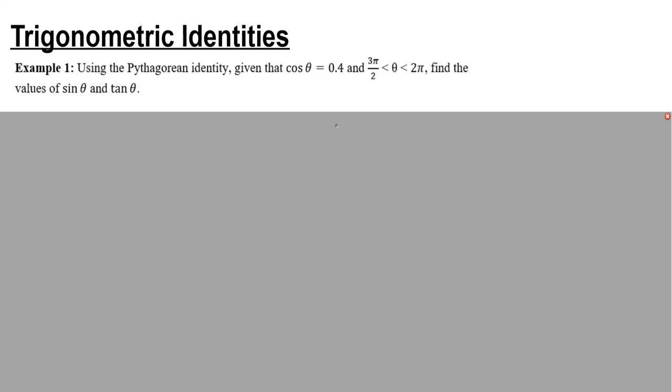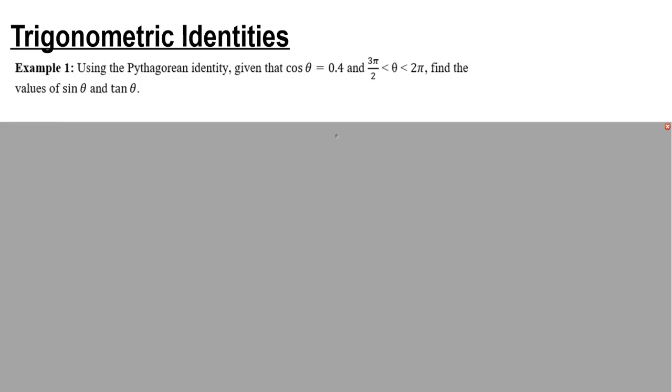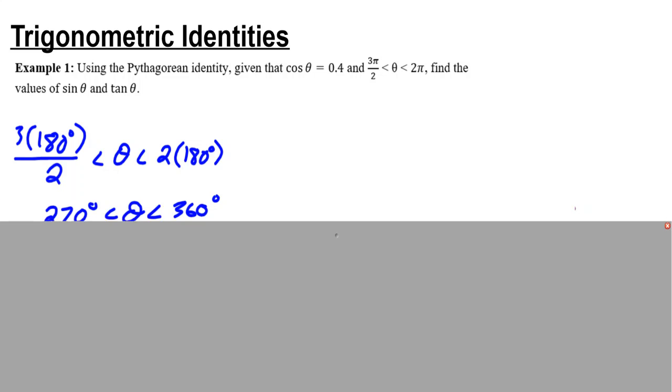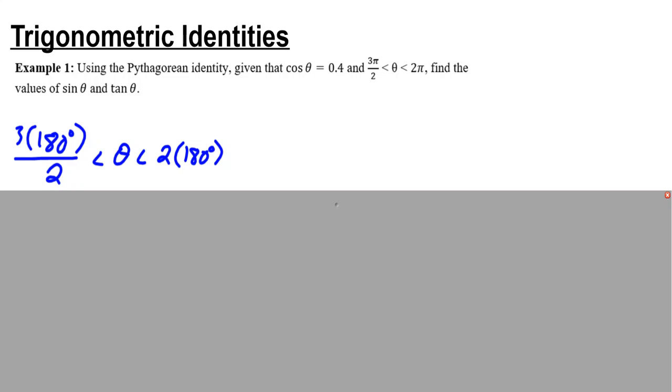Let's start with our first example here. So using the Pythagorean identity, given that cosine theta is equal to 0.4, and that our angle is between 3 pi over 2 and 2 pi, find the values of sine and tangent. So the first place we want to start with is determining which quadrant we're in, and that's what the 3 pi over 2 and 2 pi are telling us.